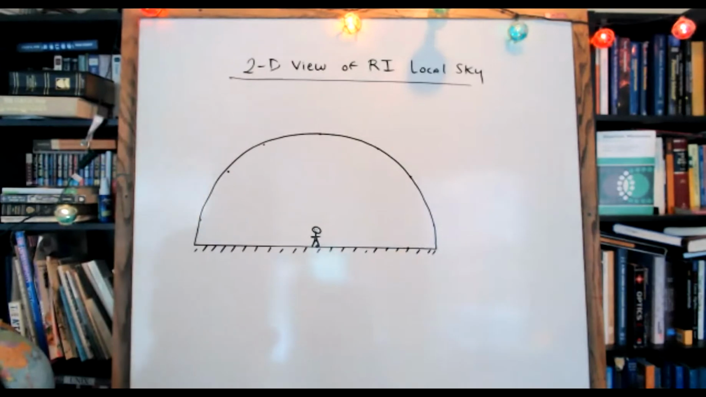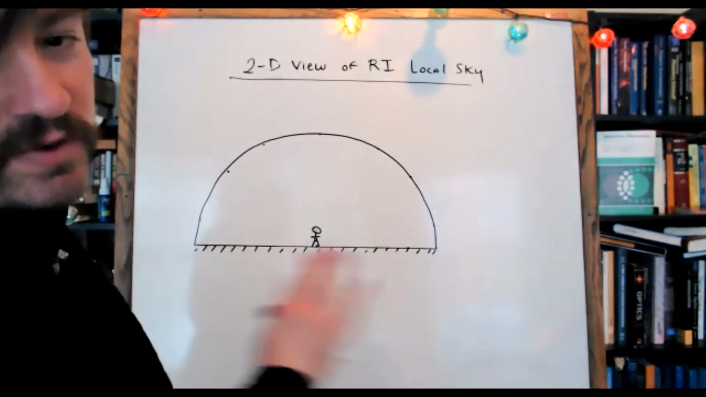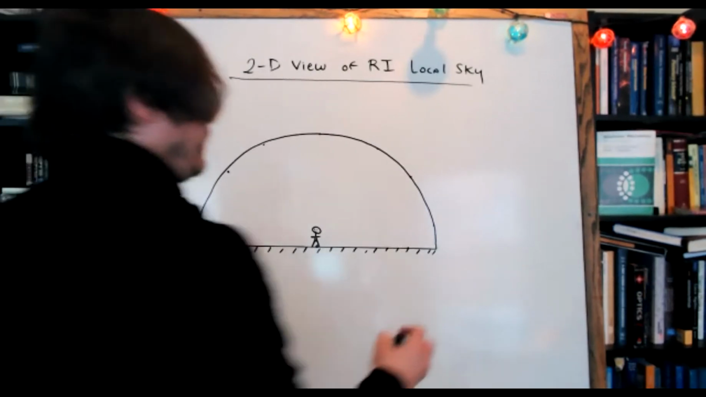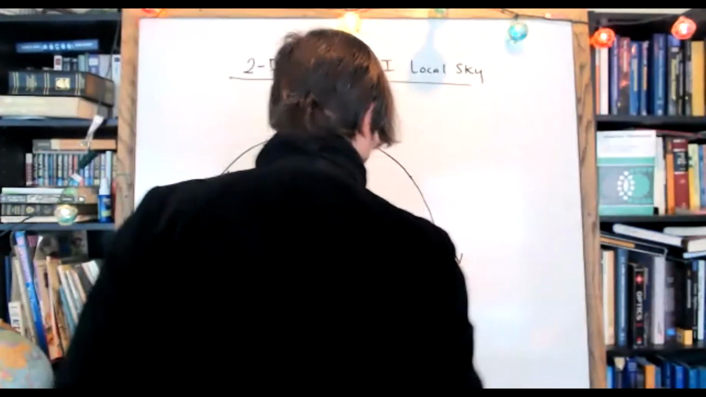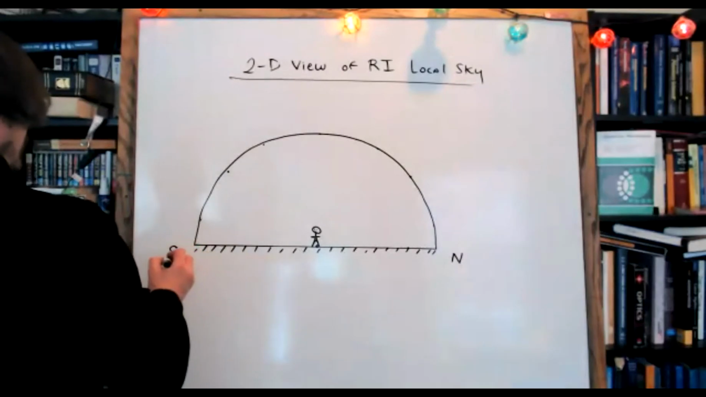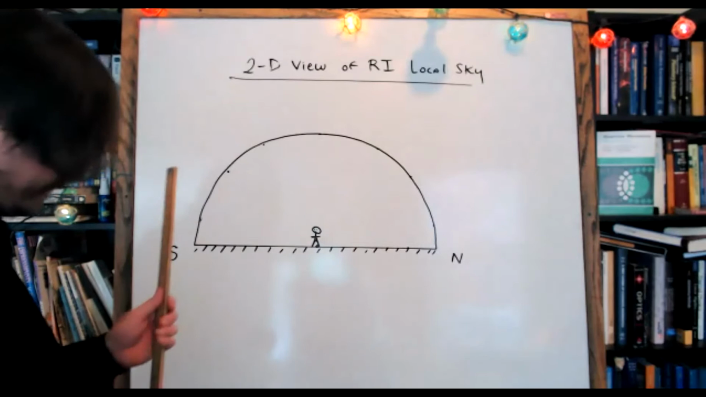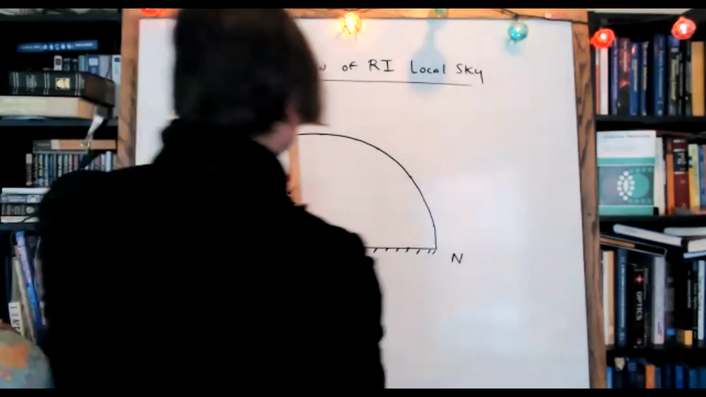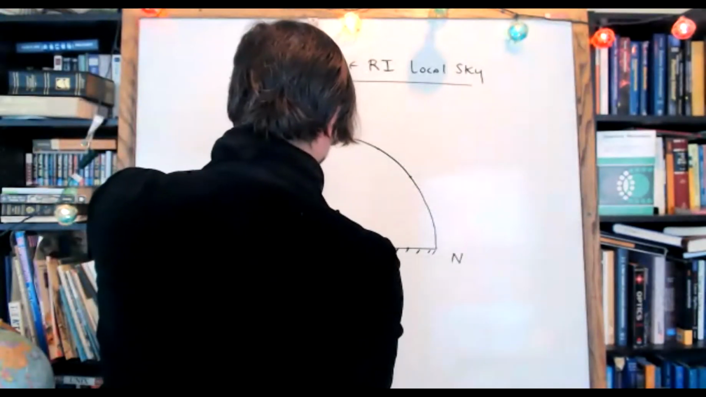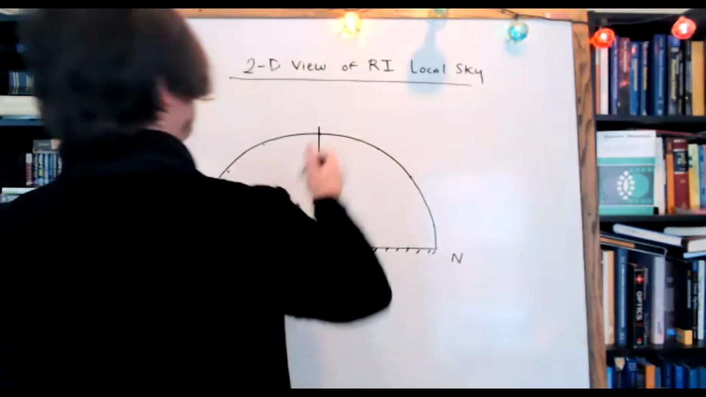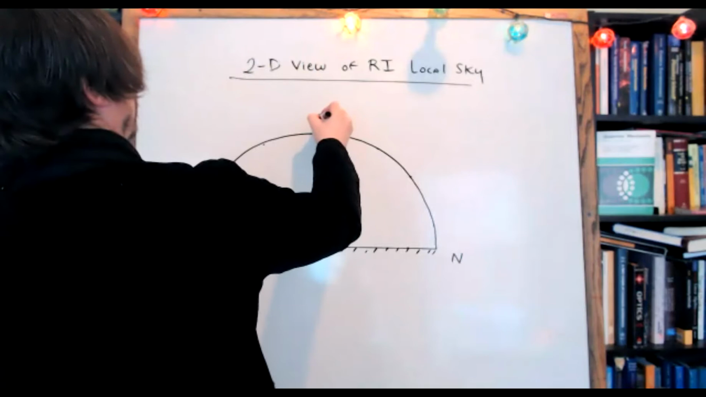We have to put north and south onto here. This is going to be a north to south construction. So remember that I like to put north on the right-hand side, and I like to put south on the left-hand side. It's very important that we specify which direction we're looking. And now we'll construct a line that runs through our observer's zenith. That's the observer's zenith directly overhead.